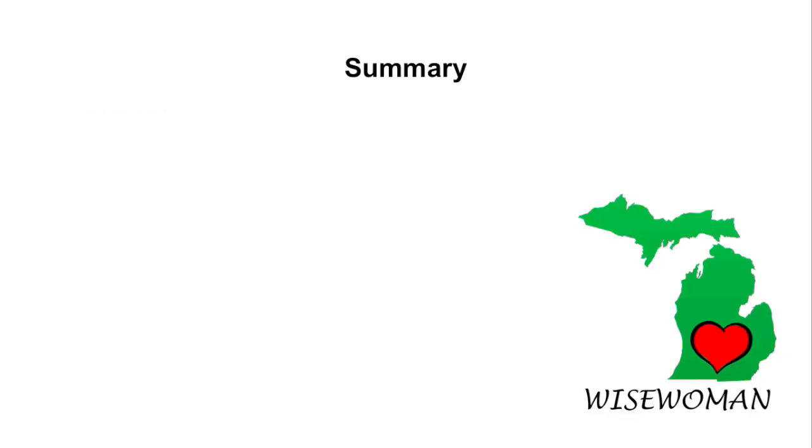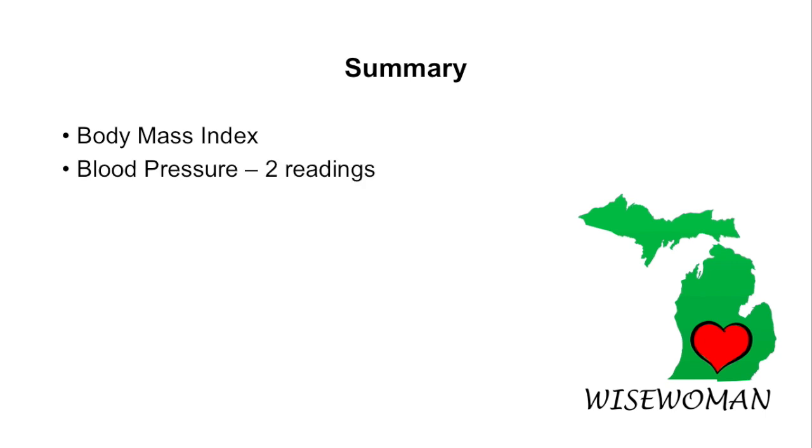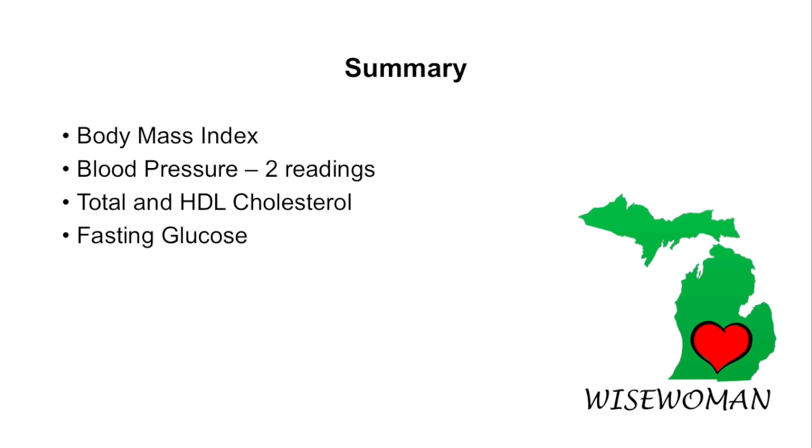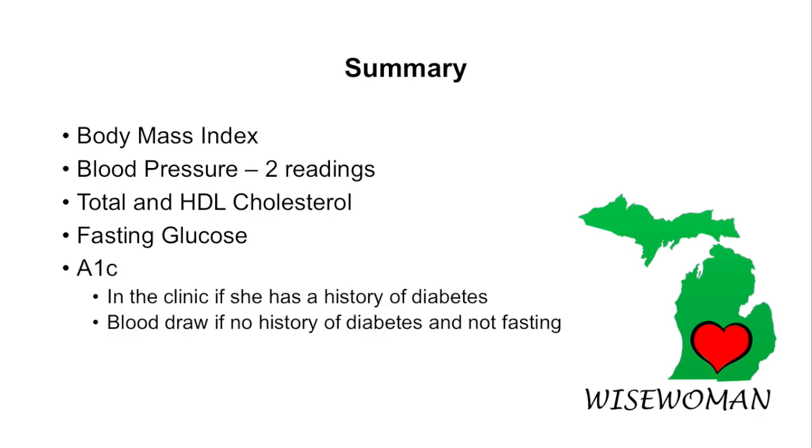All right, so in summary, what we've talked about during this video, we've looked at body mass index. We've talked about blood pressure, the fact that you need to get 2 readings, at least 5 to 10 minutes apart, and then you'll average them to determine what level she falls into. We talked about total and HDL cholesterol, and if the woman is actually being treated for it, that you wouldn't be referring her for anything. We talked about fasting glucose and the requirement that every woman has either a fasting glucose or an A1C. And then for the A1C, we can do that in the clinic right there with that Afinion machine if she has a history of diabetes.